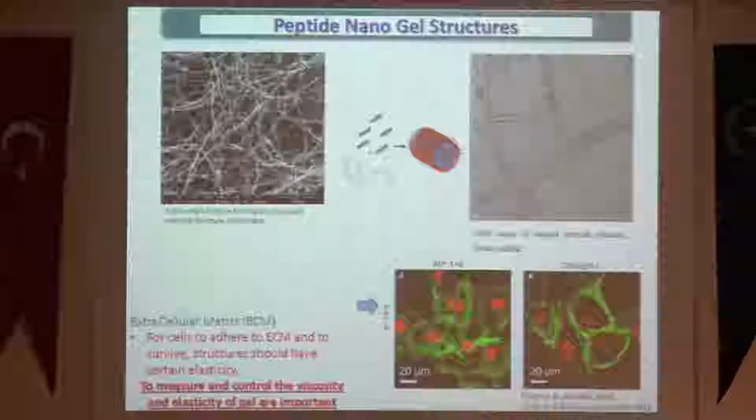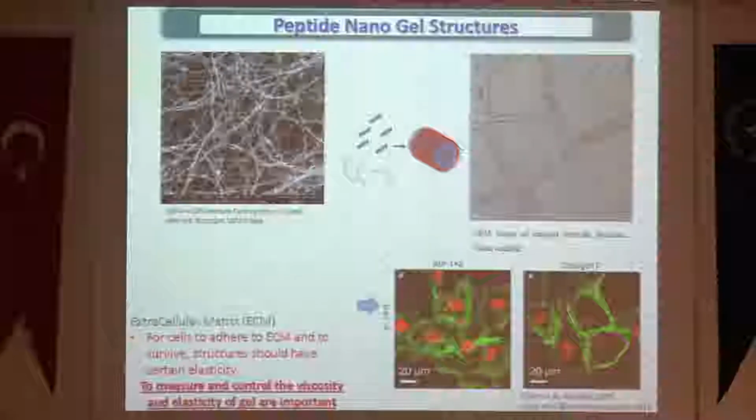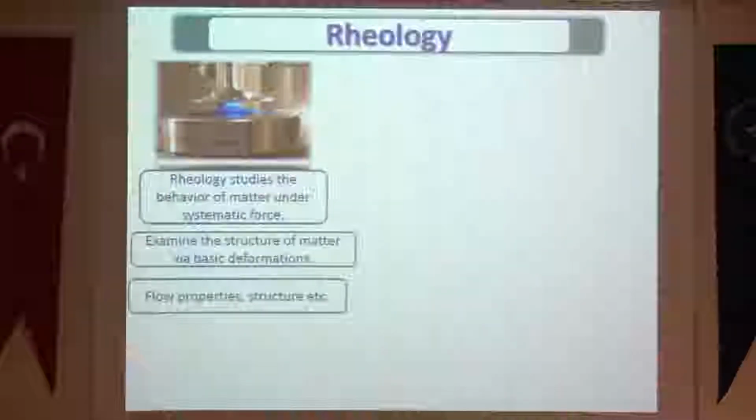The part that we are interested in is this: in order for cells, for example, to adhere to this ECM, the extracellular matrix, so that the cells will be happy and survive, it should have some certain elasticity. And to measure and control the viscosity and elasticity of the gels is important, and that's where we come in. All right.